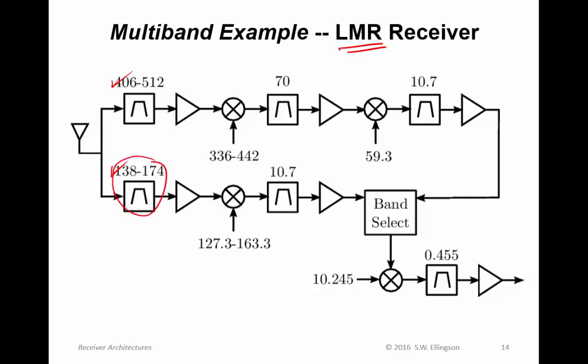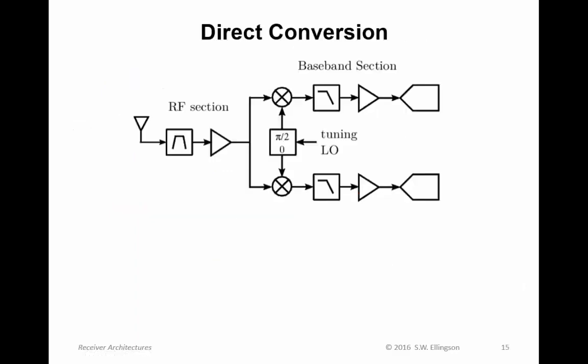So for example, 138 to 174, you could convert to 10.7 using a tuning LO covering this range. And to cover the higher frequency band, you could first go to 70 megahertz using this LO tuning range, and then by mixing with a fixed frequency of 59.3, end up at 10.7 megahertz. And then here you just select one of the two. From there, then you could go to 455 kilohertz. So that's an example of a divide and conquer architecture.